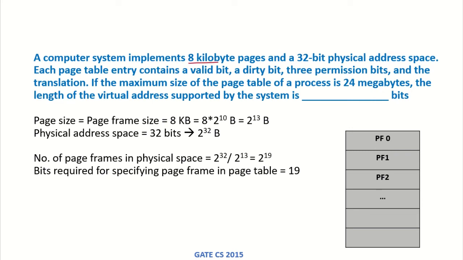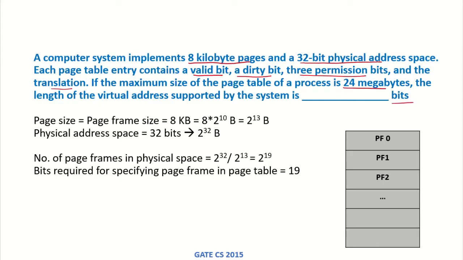System implements 8 kilobyte pages and a 32-bit physical address space. Each page table entry contains a valid bit, a dirty bit, 3 permission bits, and the translation. If the maximum size of the page table of a process is 24 megabytes, then the length of the virtual address supported by the system is how many bits?